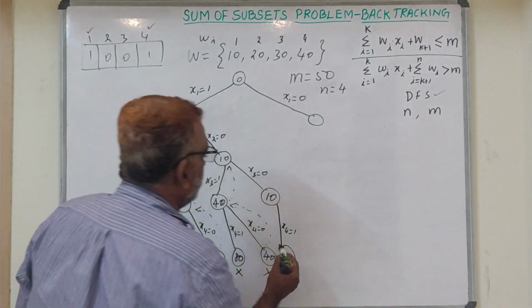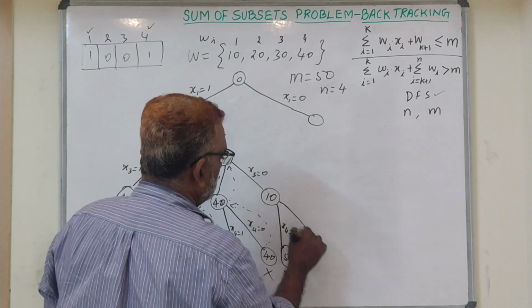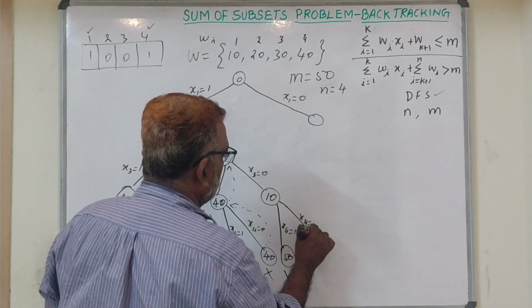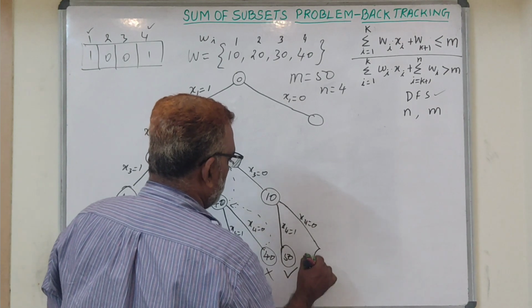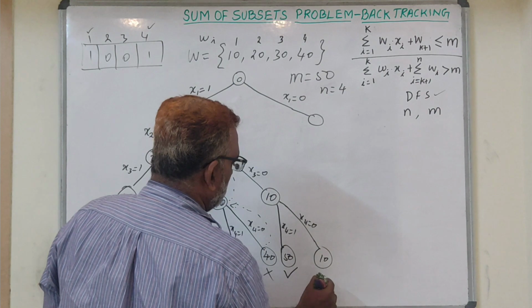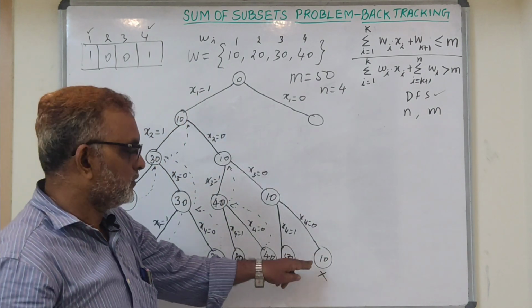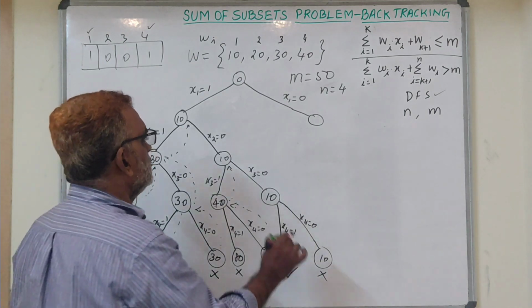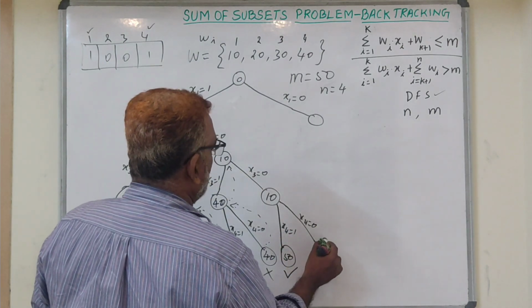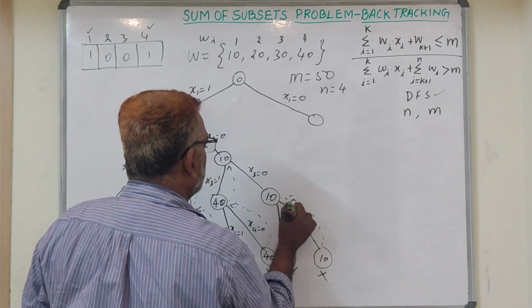Now again we can proceed. So this is x4 equal to 1. Now x4 is equal to 0. So x4 is equal to 0, you got the value 10. So again no more search. You cannot proceed to search further here, so it stops here. Again we have to go back. This part is backtracking.